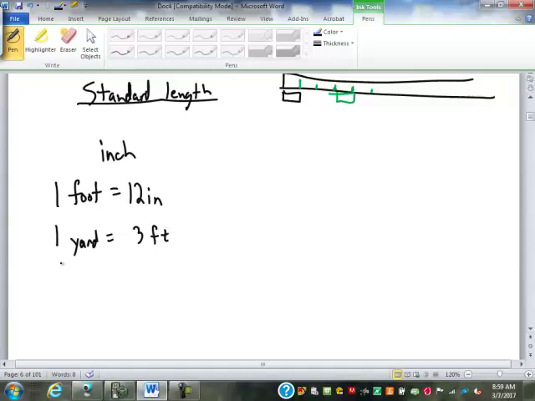Anyway, bigger than a yard, but one that's kind of obscure, but we're going to still use it. It's called a rod. 1 rod is 5.5 yards or 16.5 feet.